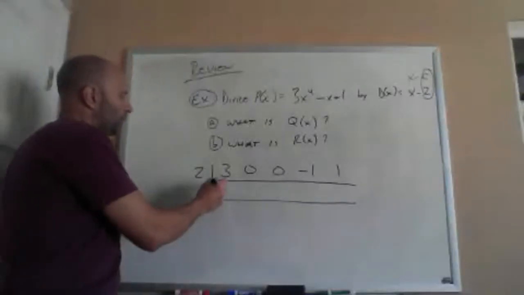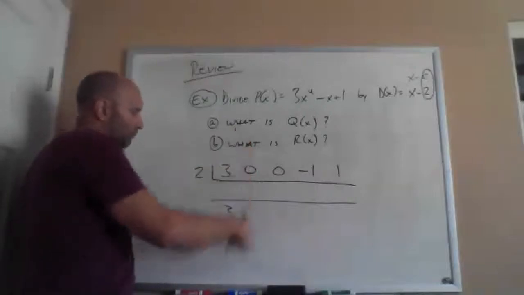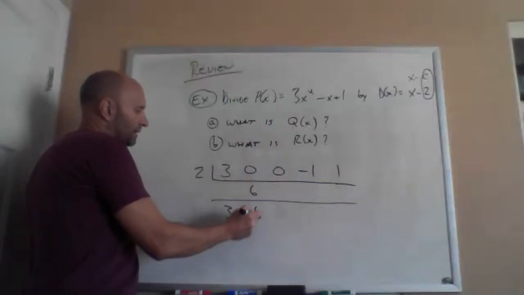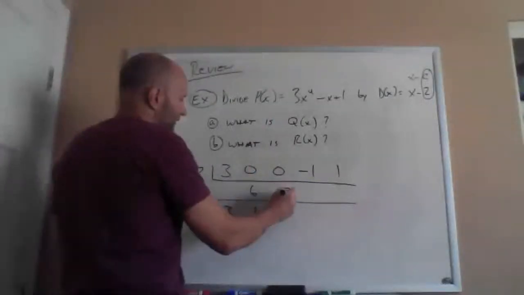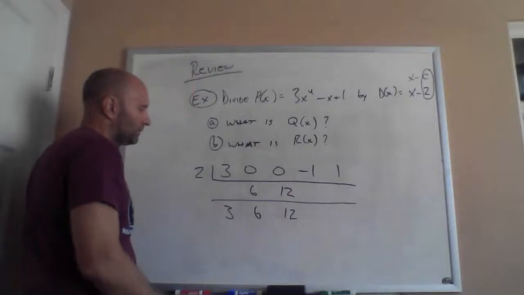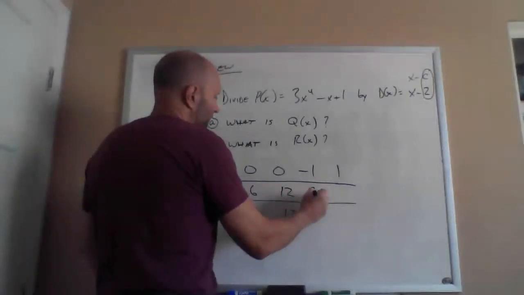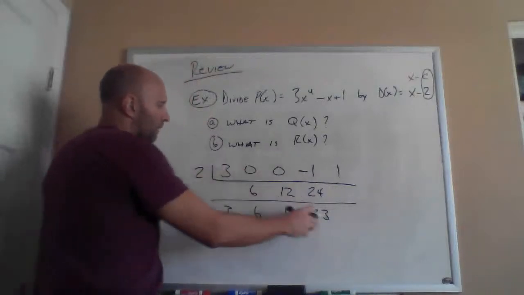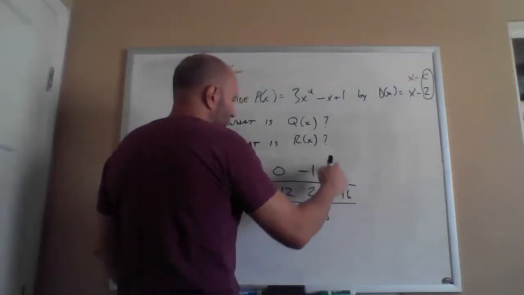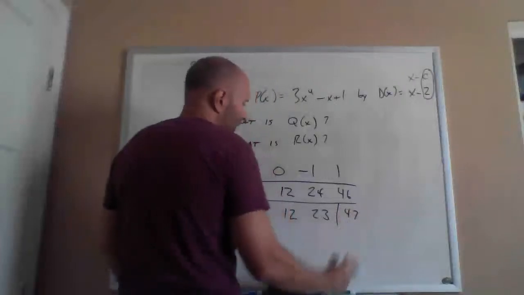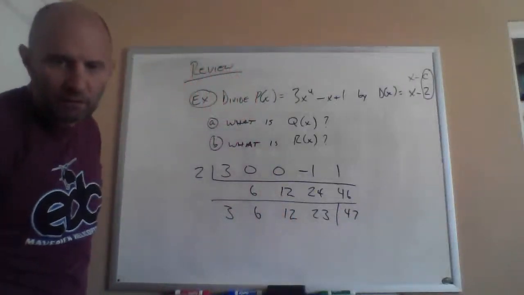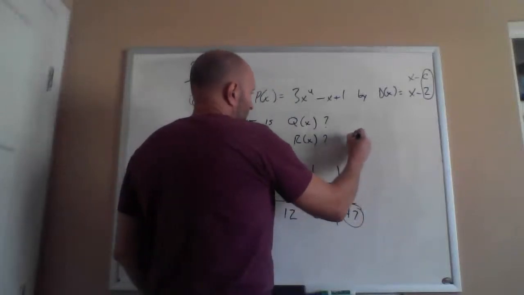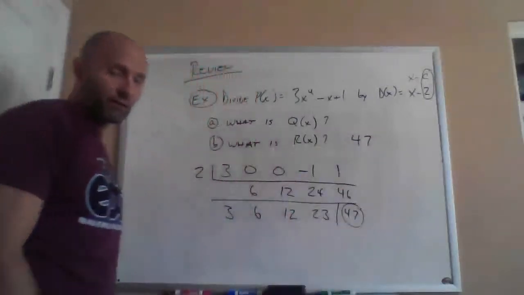All right, so the process is I bring down the first number, and then we're just multiplying and adding, multiplying and adding. So 2 times 3 is 6, added is 6. 2 times 6 is 12, added is 12. 2 times 12 is 24. Negative 1 plus 24 is 23. Multiply by 2 is 46. 46 plus 1 is 47. So my R of x is this last number right here. So for the second part, the answer is just 47.